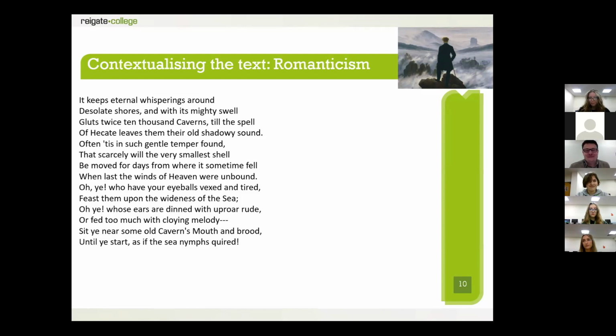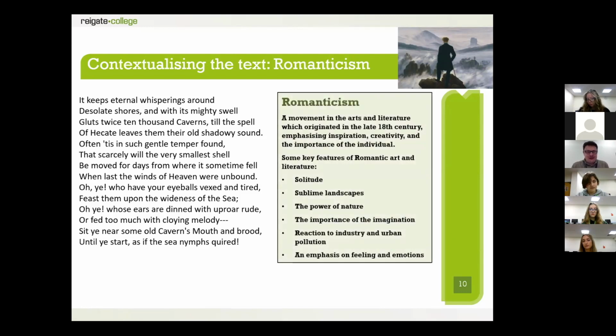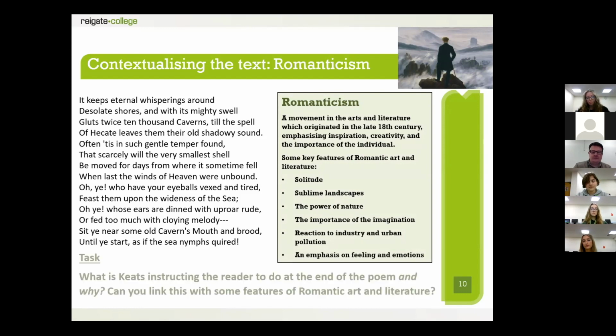Brilliant, thank you so much. That was a very detailed summary. And yeah, so Romanticism, this is a summary here, but Edouard's was much better, so just focus on that. So what we then do is not a matter of just saying, yes, this is a romantic poem, and Edouard has already done that. She's making the links between Romanticism and the poem itself. And so one question we would ask then is, what is Keats instructing the reader to do at the end of the poem, and why? And can you link this with some features of romantic art and literature?